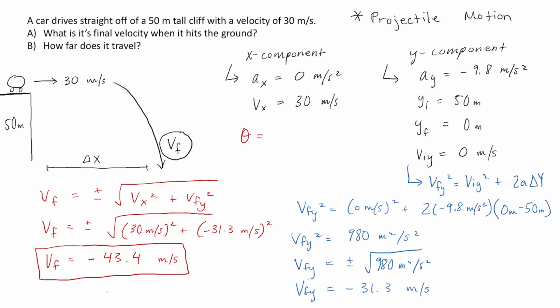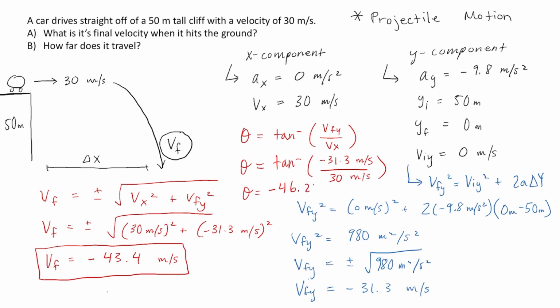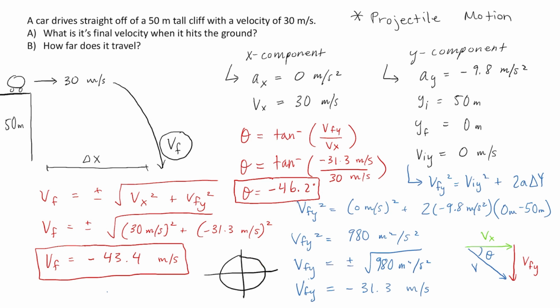Now, what if you were asked to find the angle of the final velocity vector? Well, we know theta is equal to tan inverse of Vfy divided by Vx. We can just plug in those values, and what we find is that the angle of this velocity vector is negative 46.2 degrees. Now, why is the angle negative? Does that make sense? Remember, Vf came from the vector addition of Vx and Vfy. And notice, the final velocity vector is pointed down and to the right. If I draw our unit circle over here, and I draw our Vf vector, you can see that the angle is below the x-axis, and that is why it is negative.